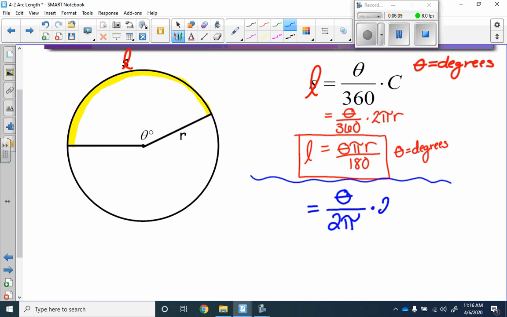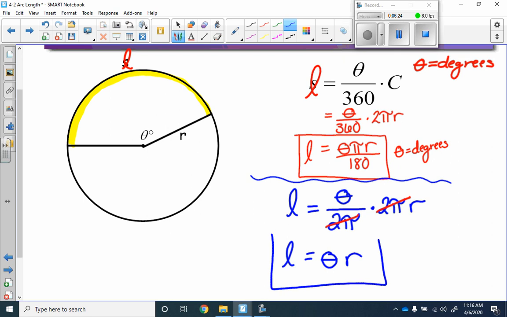Circumference, still the same thing, 2 pi times r. Now just look at what happens here: your 2 pi's cancel out, and you're left with theta times r. Well, that is your formula that can be used for when theta is in radians. How are you going to know? Looking at the symbol. If you see the little degree symbol, you know that it's in degrees. If you see nothing, then you know that it's in radian mode.